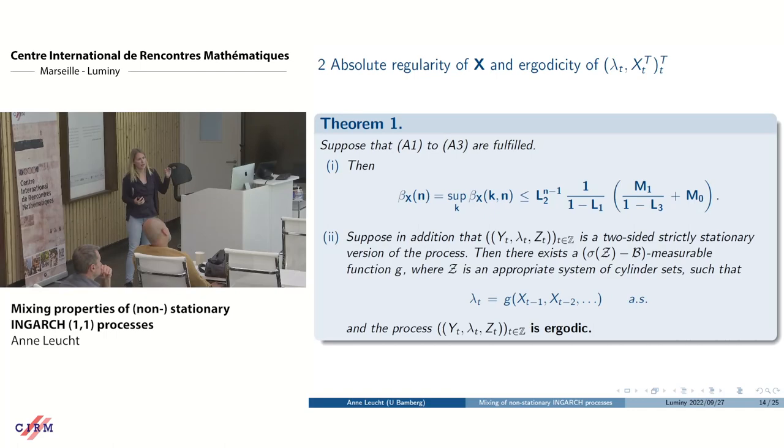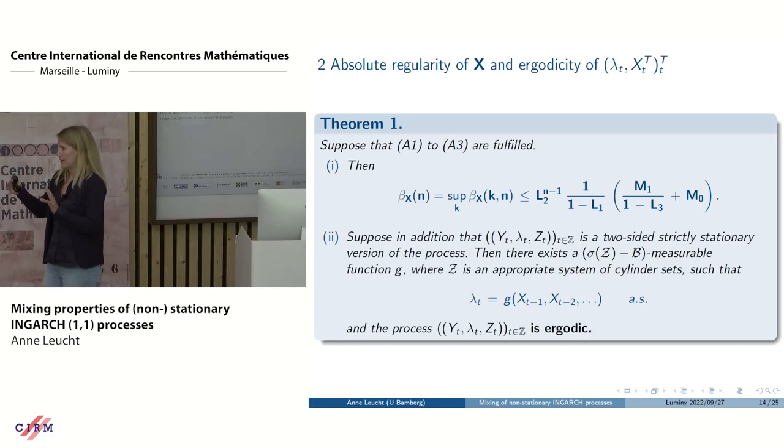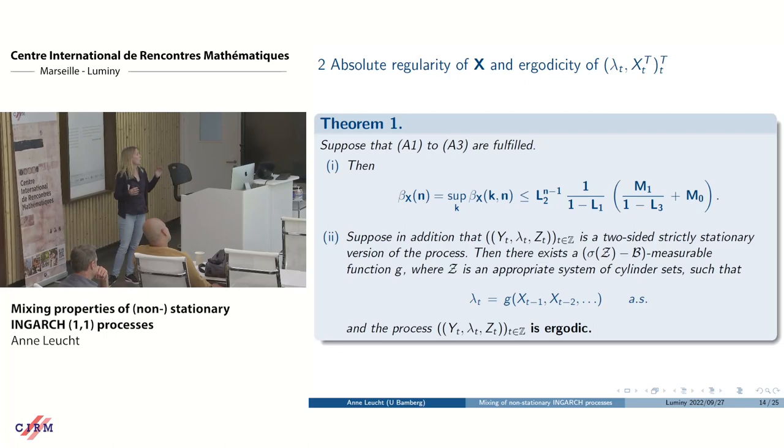As I said, for the lambdas, we cannot expect mixing. However, if we are in a stationary setup, then we can argue in a similar way as Reinhard did just before. We can show that lambda can be written as a function of all previous axes. So the axes are beta mixing, which implies their ergodicity, and then the joint process can also be shown to be ergodic under this stationarity assumption. Okay, so this is the theorem.